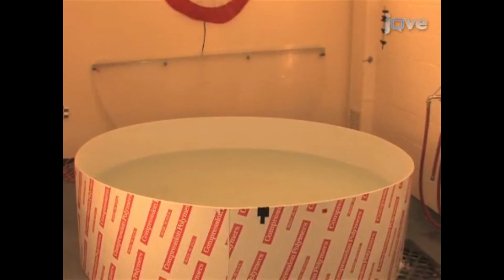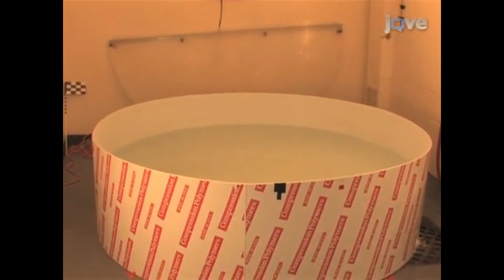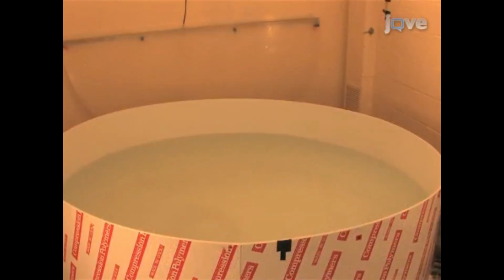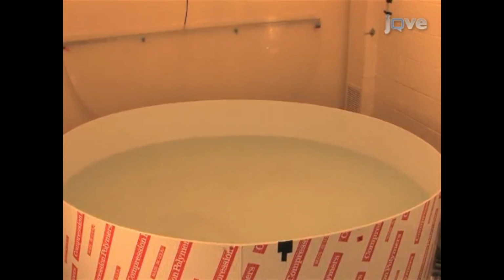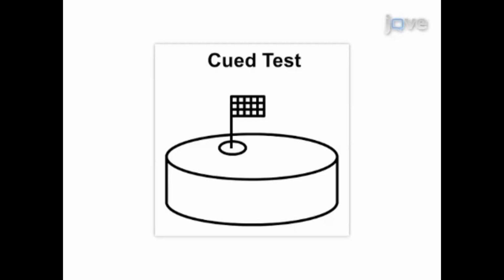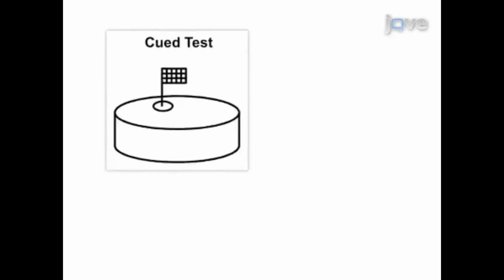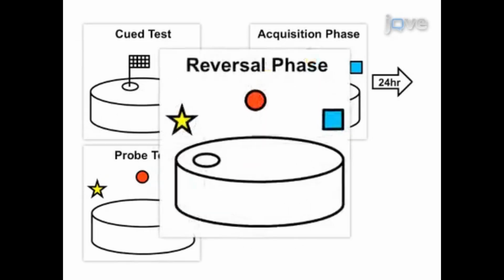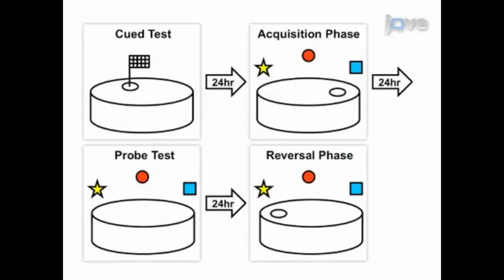The Morris water maze is a test of spatial learning that requires the use of distal cues to locate a submerged escape platform in a large pool of opaque water. The task is administered over 8 days and consists of 4 phases: a cued test, an acquisition phase, a 24-hour probe test, and a reversal learning test.